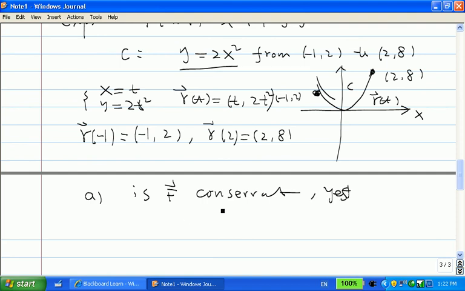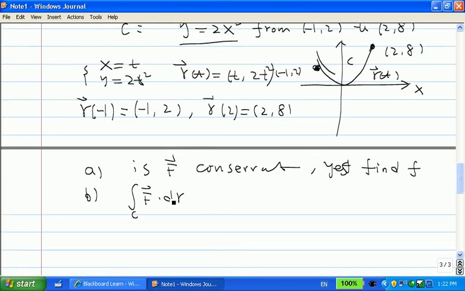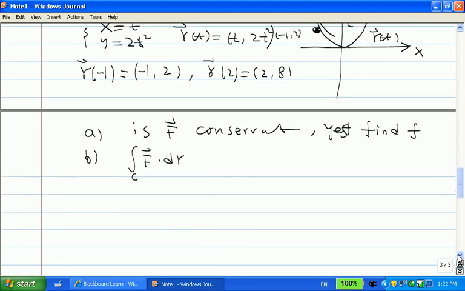If it's yes, find f, small f. Then part B, we want to integrate this line integral, f dot dr. I'm going to integrate this line integral using two ways.